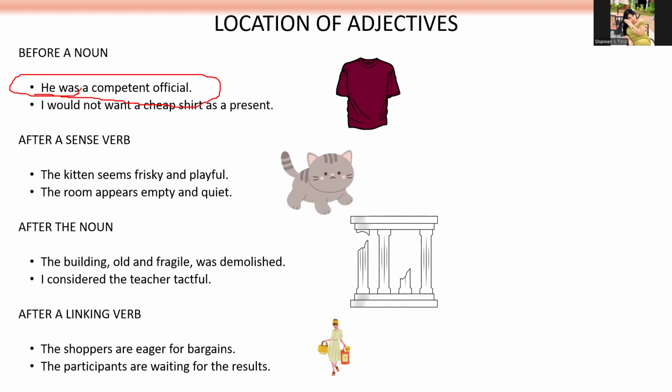Okay? On the second sentence, I would not want a cheap shirt as a present. Hala, ang choosy naman nito. Ayaw daw niya ng cheap na shirt. Yung tipong re-regaluhan ka, tas choosy ka. Huwag ganun. Just kidding. So guys, let's identify kung ano yung noun na na-modify dito sa sentence na to.